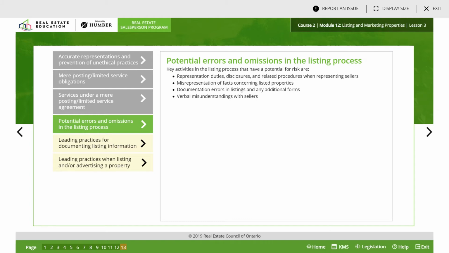Some of the potential errors and omissions in the listing process. Key activities in the listing process that have a potential for risk are representation duties, disclosures and related procedures when representing sellers, misrepresentation of facts concerning listed properties, documentation errors in listings and any additional forms, and verbal misunderstandings with the seller.